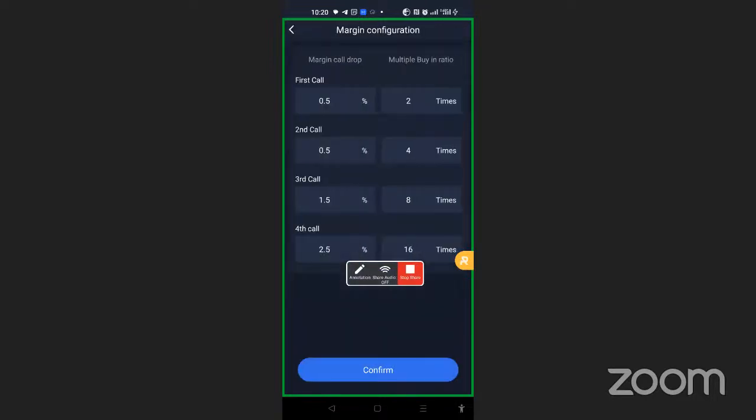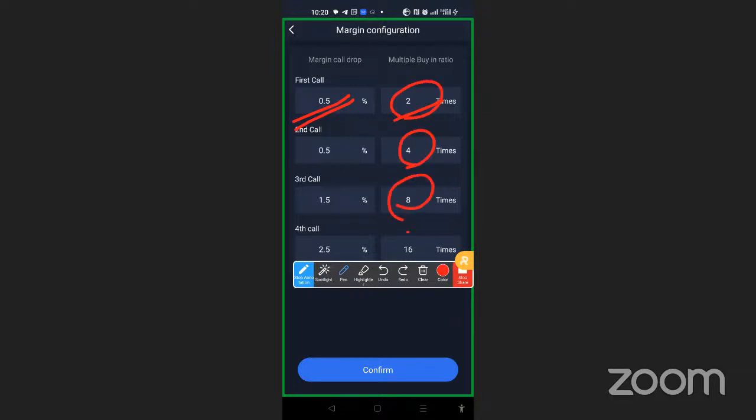Now, I come to the margin call configuration. Whenever the robot buys, by multiples of 2, this is what we call dollar cost averaging. It brings the average price closer to the current price. When the market falls by 0.5, I want my robot to buy twice. This explains why some people get out of trades faster and others stay in longer. It is just capital. So this is 0.5, it buys 4 times.